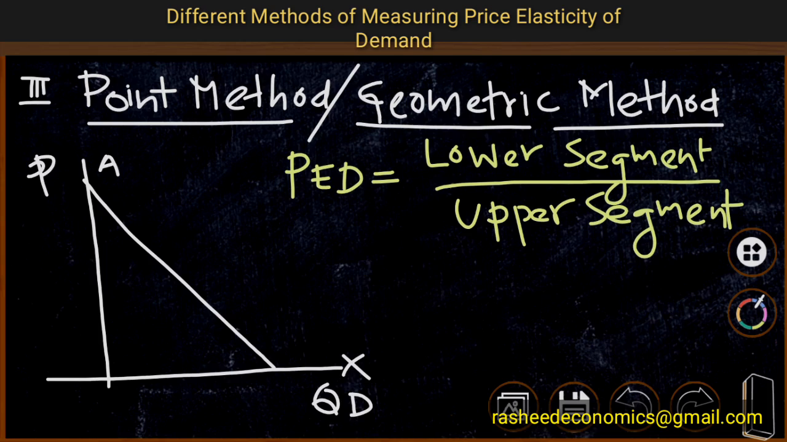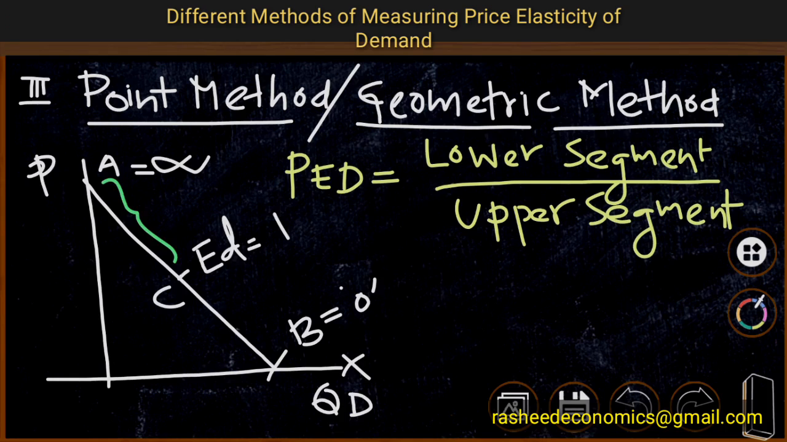In the same demand curve, the elasticity of demand at point A, where the demand curve touches the price axis, will be equal to infinity. And if we want to measure elasticity of demand at point B, where the demand curve touches the quantity axis, it will be 0. Price elasticity of demand on a linear demand curve where it touches the quantity axis will be 0, and where it touches the price axis will be infinity. And at the midpoint of the demand curve, like point C, elasticity of demand will be equal to 1.